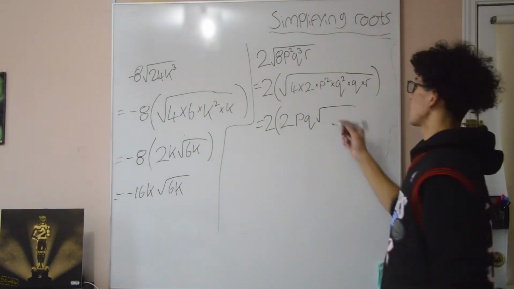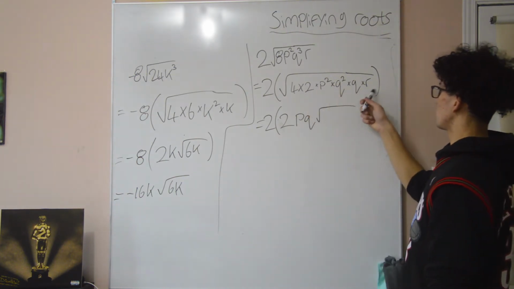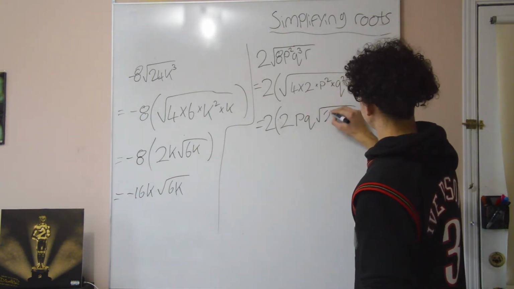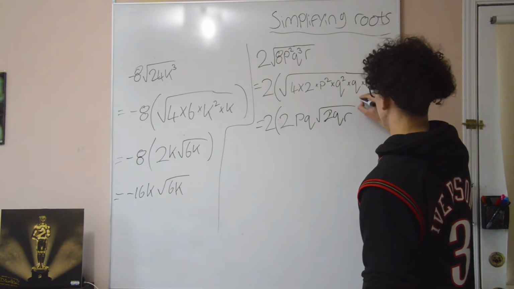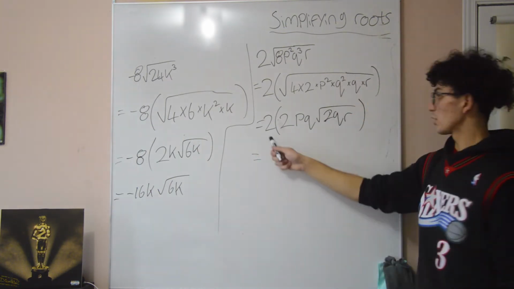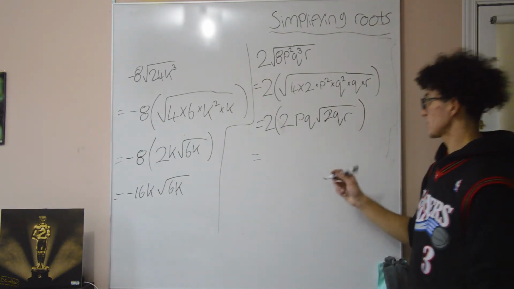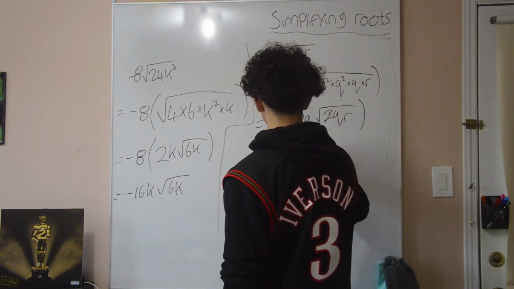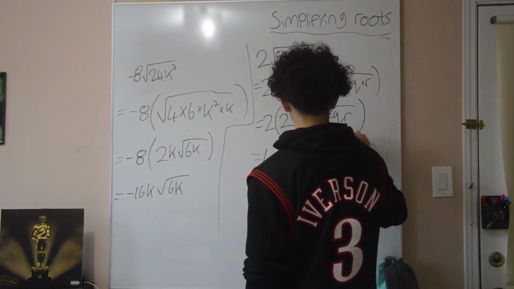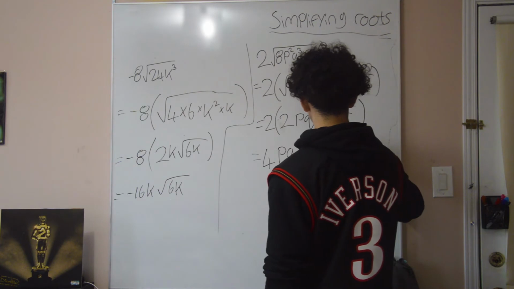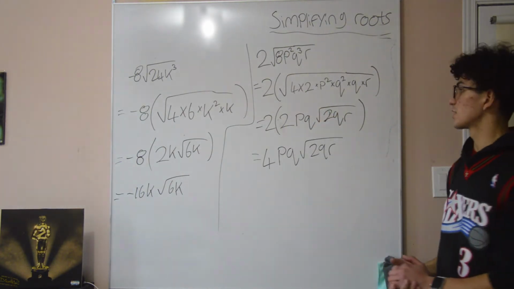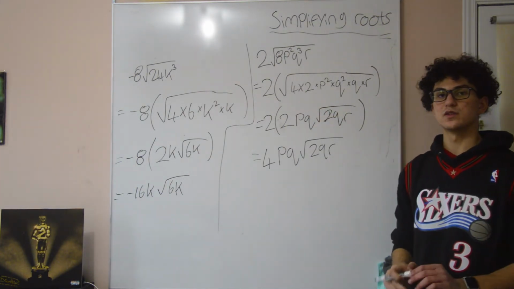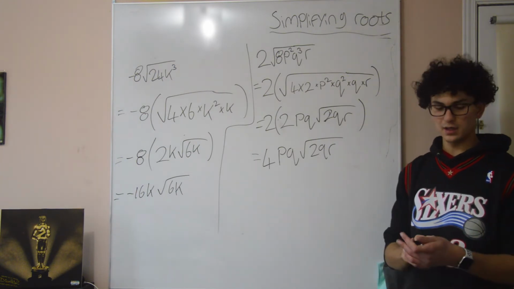Now don't forget that step. We missed 2, q, and r. So 2, q, r. And now from here, all we're going to do is multiply 2 by this. And our final answer becomes 4pq root of 2qr. Just like that. Now let's move on to multiplying, adding, subtracting, and dividing.